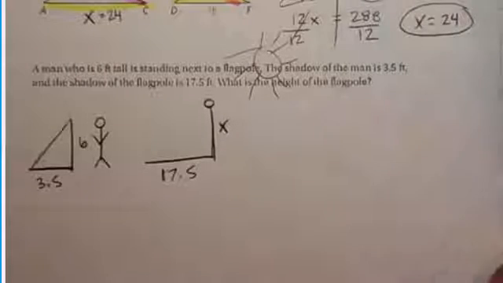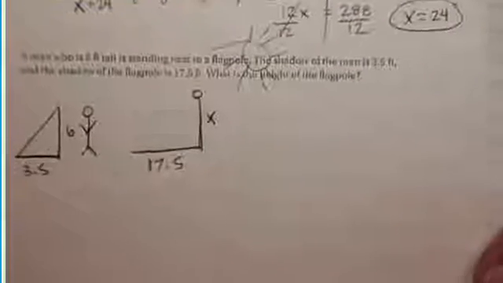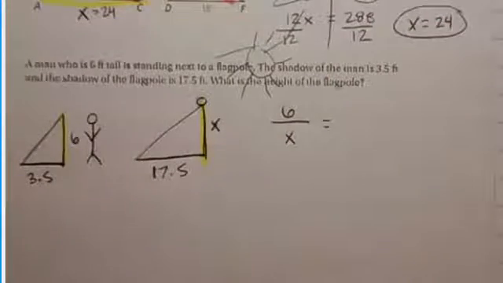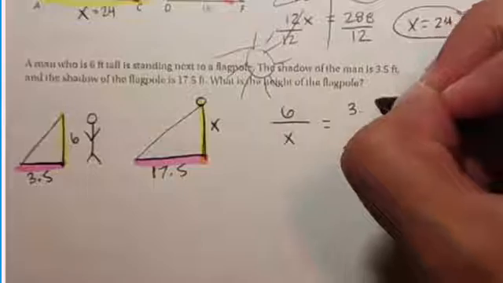So let's go ahead and solve. You could have done a WGE for this one as well, but we're going to draw a picture. Okay, so let's begin. We'll pick the man first, that matches up with the height of the flagpole. So the man is 6 feet tall. We want to know how tall is the flagpole. That's one proportion. And then I have 3.5 over 17.5.